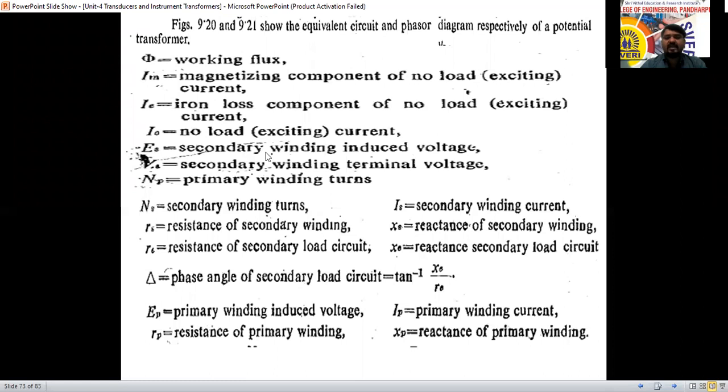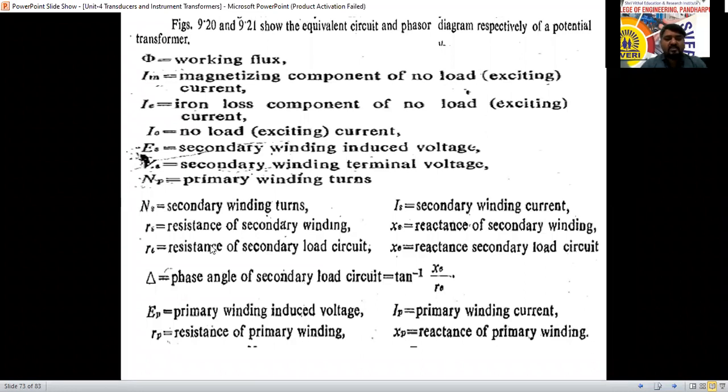ES is the induced EMF in the secondary winding, and VS is the secondary winding terminal voltage, the voltage across the load. Immediately after the secondary winding, the EMF induced is called ES. NP is the number of turns in the primary winding, NS is the number of turns in the secondary winding, and the current flowing through the secondary winding is called IS.